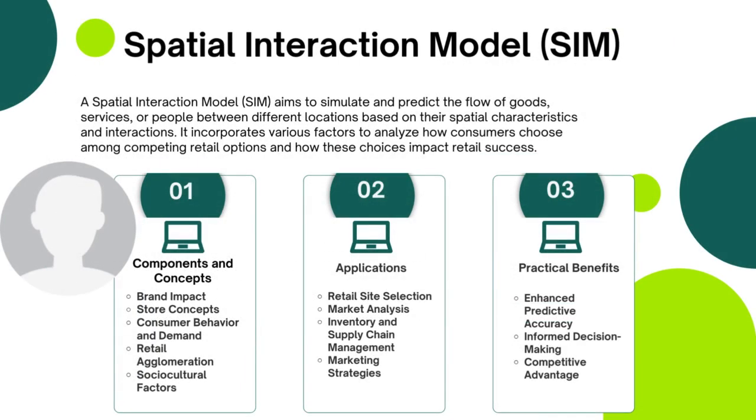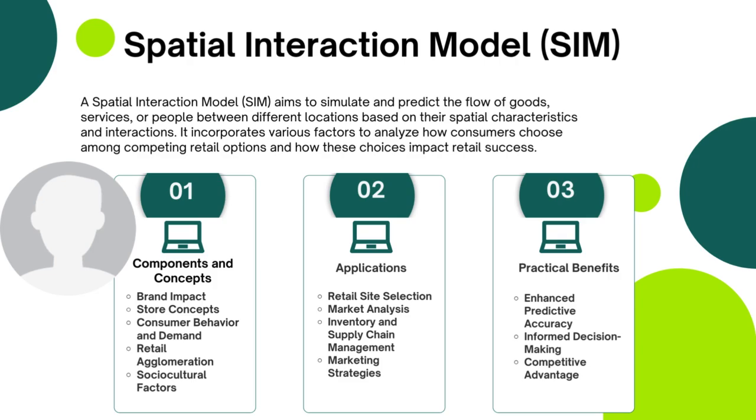So moving ahead, first we'd like to introduce SIM, that is the spatial interaction model, which we have used in this case study for improvement of our results and utilizing our strategies for Shopify business expansion. To start with, a spatial interaction model aims to simulate and predict the flow of goods, services, or people between different locations based on their spatial characteristics and interactions.